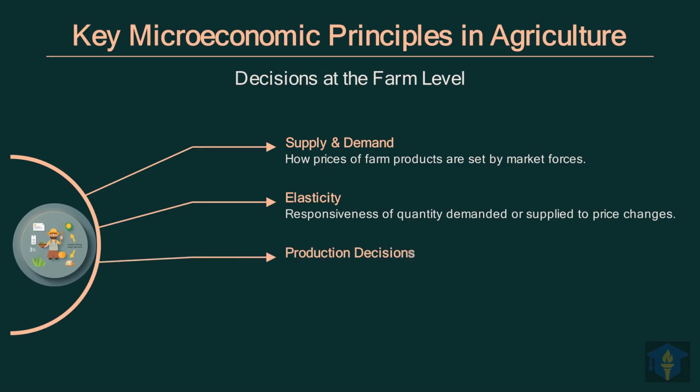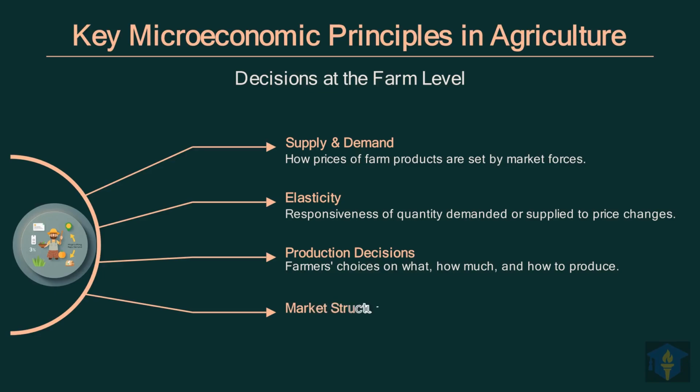Production decisions involve strategic choices farmers make about their operations. Farmers decide what crops to grow, how much to produce, and their production methods. Finally, market structures define the competitive environment in agriculture. This helps us understand the level of competition among agricultural producers.